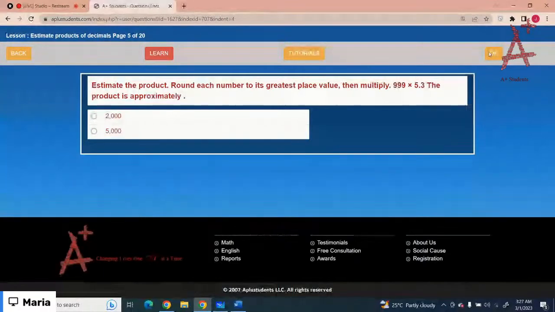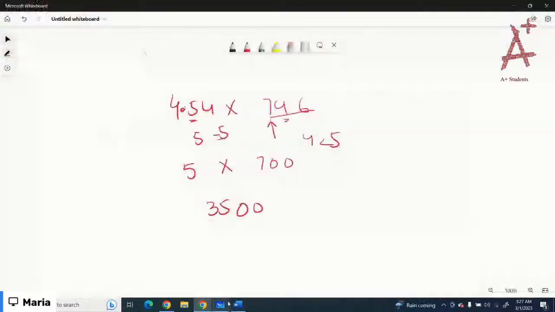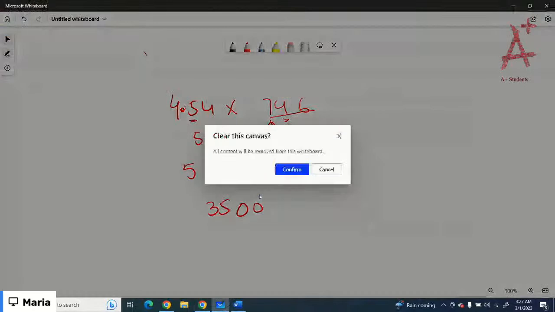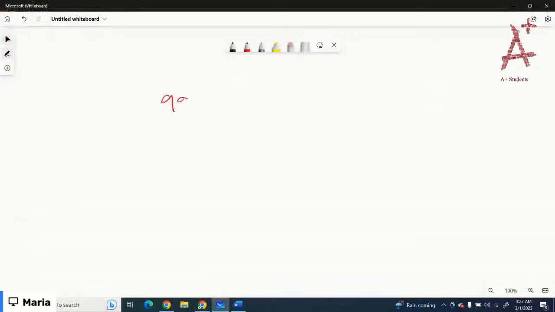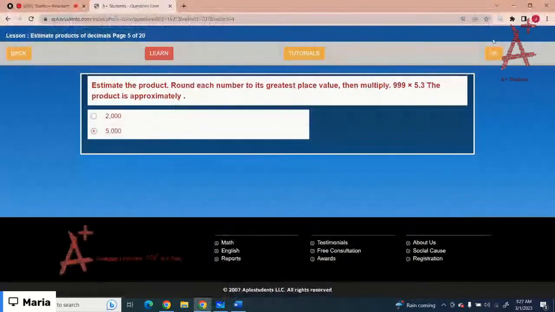Estimate the product. Round each number to its greatest place value, then multiply 999 times 5.3. So which is the correct option? Anyone who knows the answer? If you know the answer, you can just write down the answers in the chat box. Okay, 999 is rounded off to 1000 and 5.3 is rounded off to 5. Got it? So 1000 times 5 is 5000. So the correct option is 5000. Just select the correct option and click on the OK button.